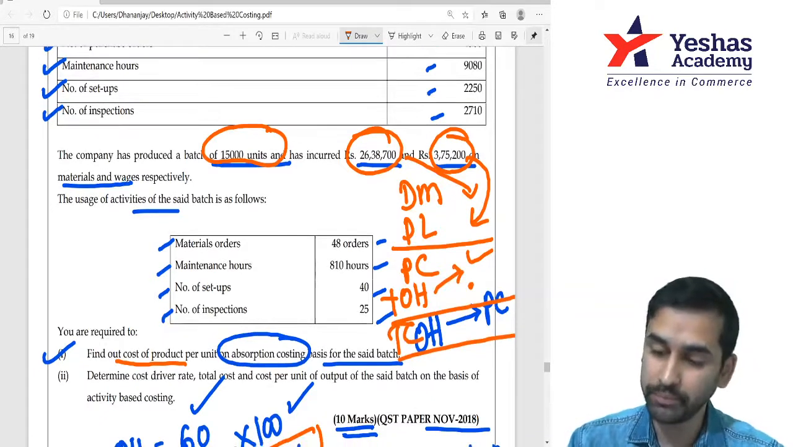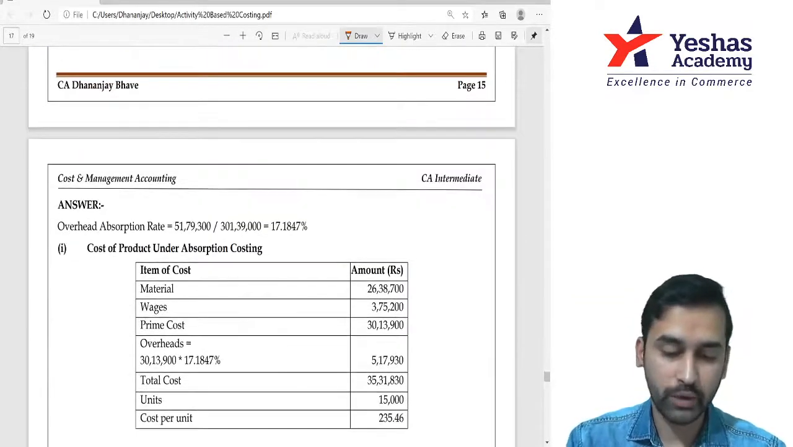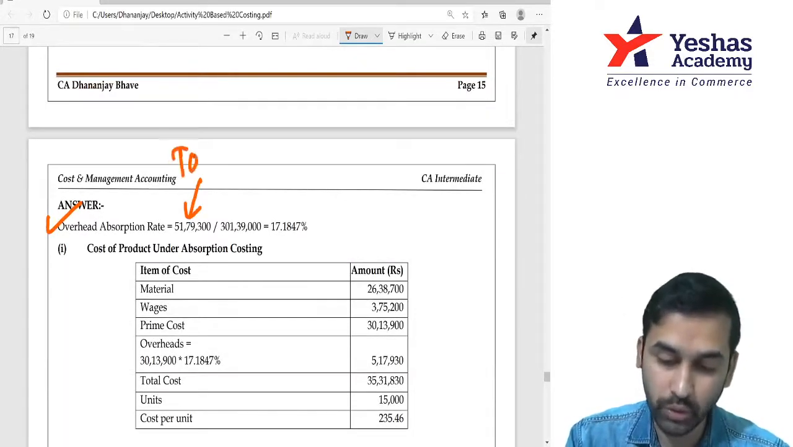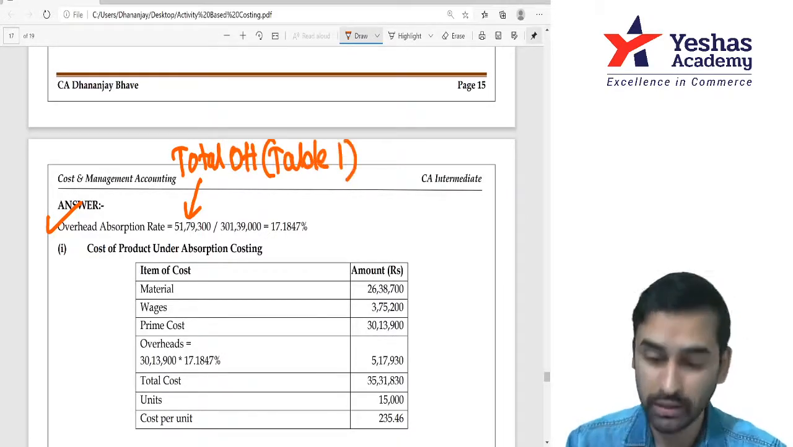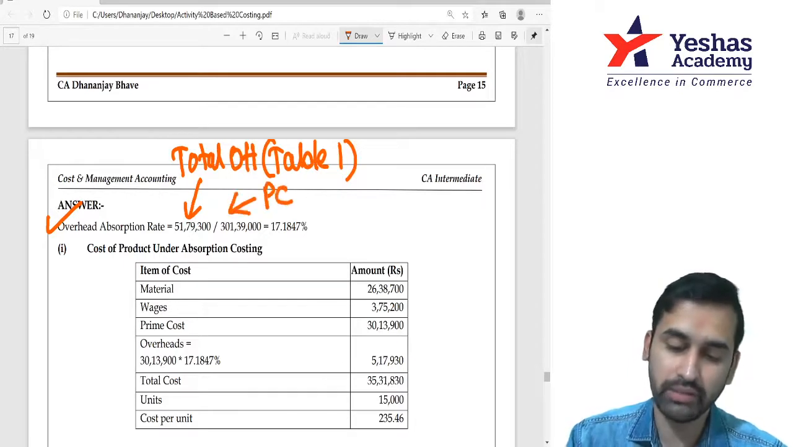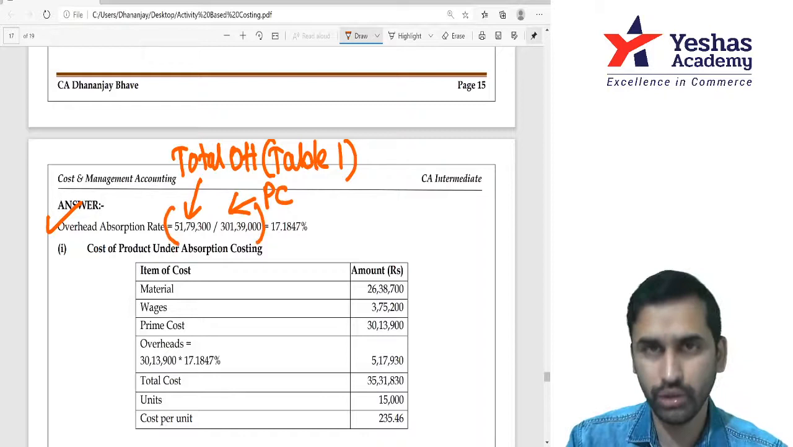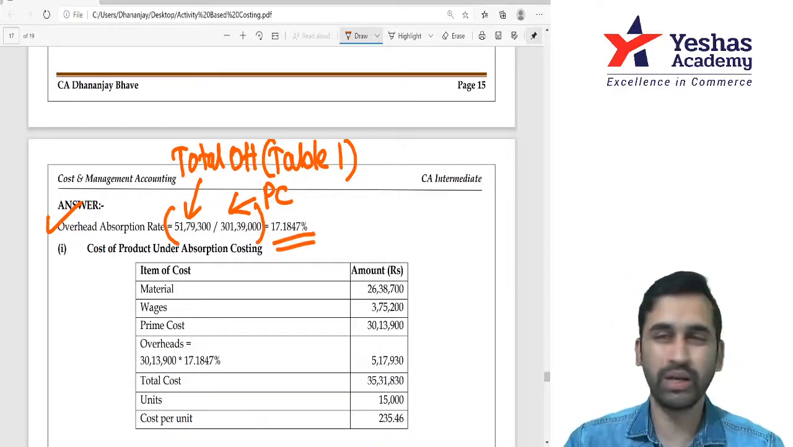See what they have done. They said first, we will calculate the overhead absorption rate. How did they get this? This is the total of the overheads, total overheads given in table 1, divided by prime cost. This is given after the table. Into 100. Into 100 is not mentioned here. You do it. You get 17.1847%. You can round it off.